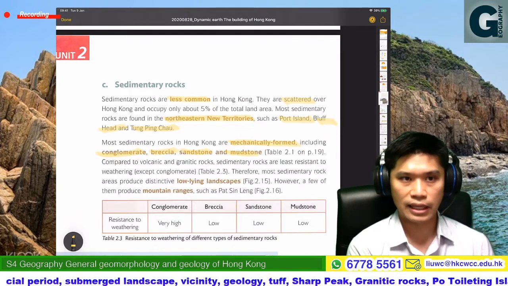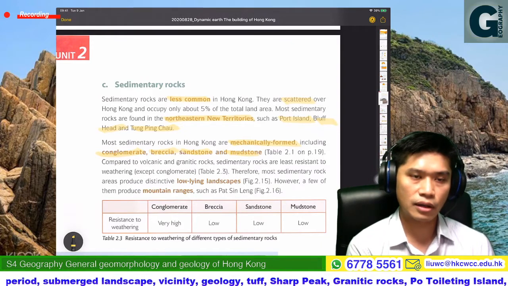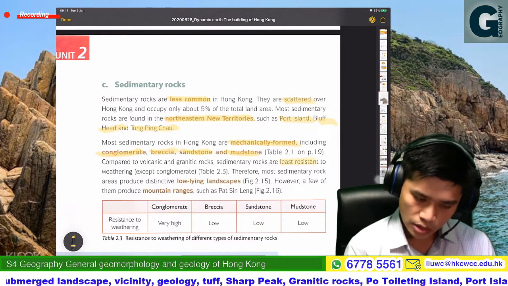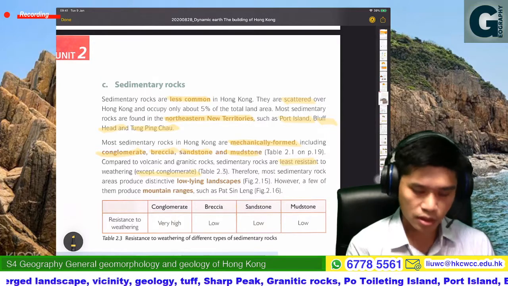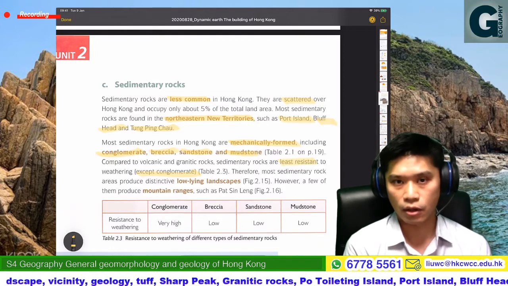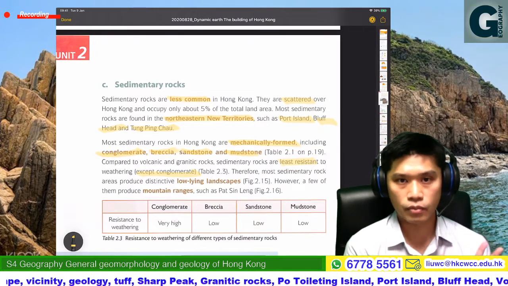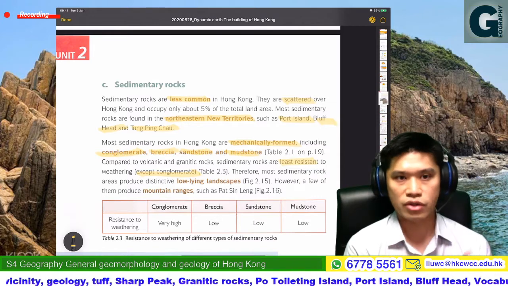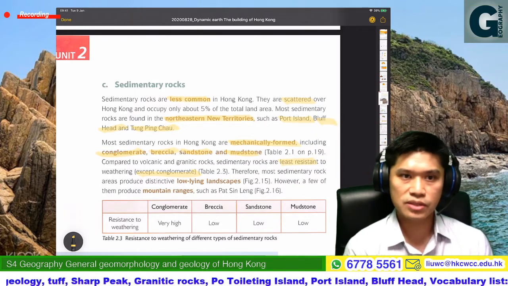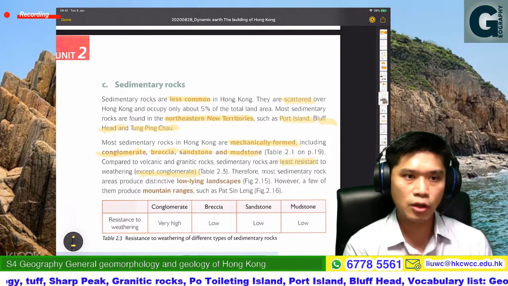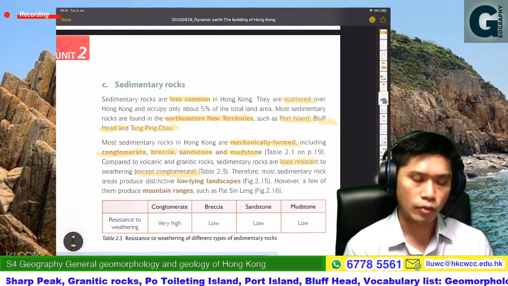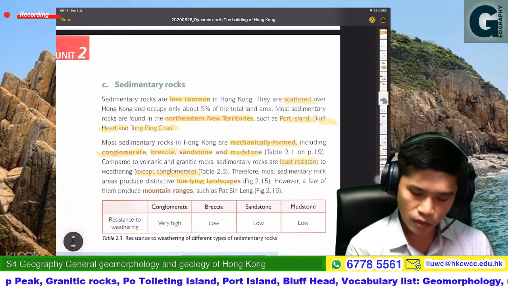sandstone 沙岩，mudstone 泥岩。So compared to volcanic rock and granitic rock, sedimentary rocks are least resistant to weathering, except conglomerate。之前講過 conglomerate 好硬嘅，你要記住 conglomerate 雖然係 sedimentary rock，但係佢嘅 resistance 係非常非常之高嘅。得唔得？記住，呢個係一個例外。Okay, but for others like breccia, sandstone, and mudstone, they have a relatively lower resistance to weathering. Okay, so therefore most sedimentary rocks would produce distinctive low-lying areas.